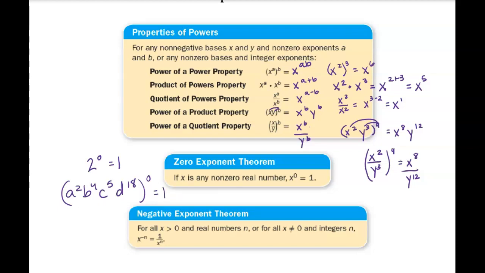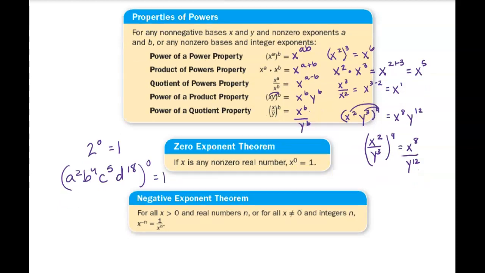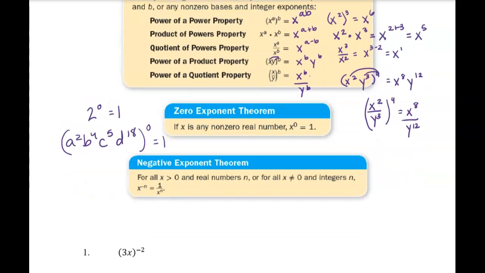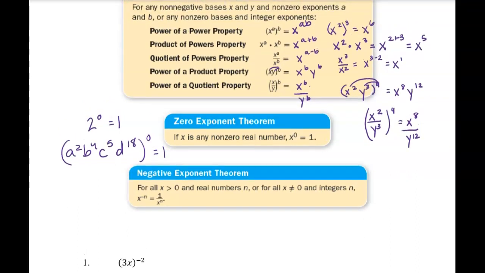And lastly, the negative exponent theorem. Basically, x to a negative power is 1 over x to that positive power. So x to the negative third is 1 over x to the positive third. 2 to the negative first power is 1 over 2 to the first power, which is 1 over 2.